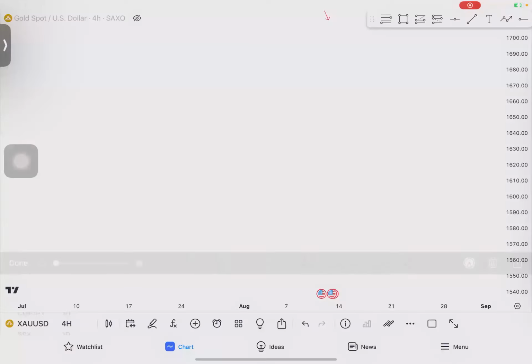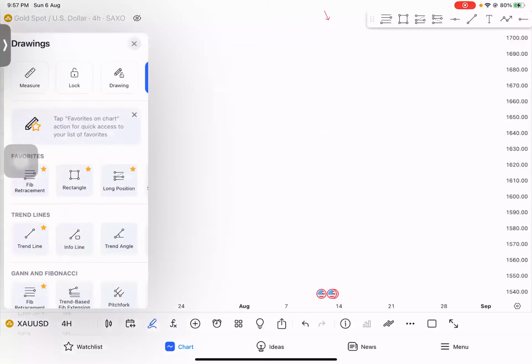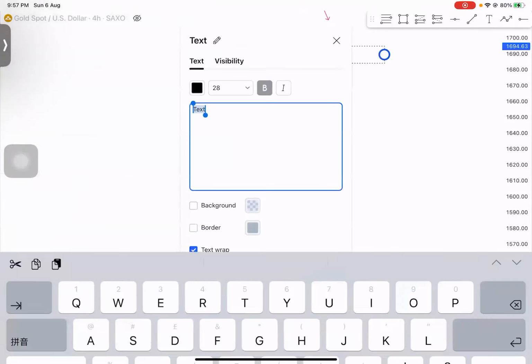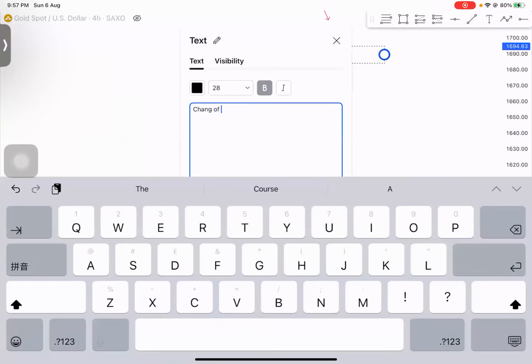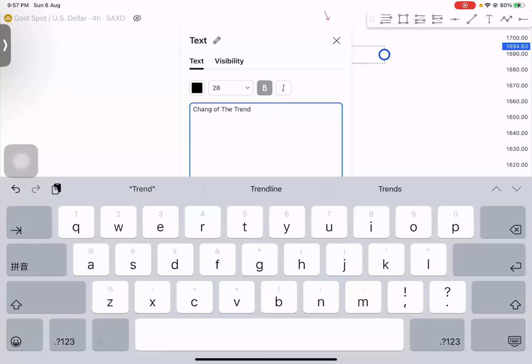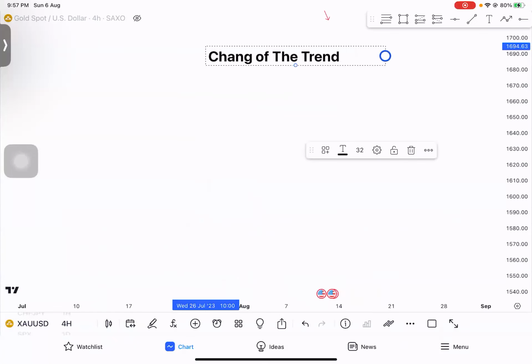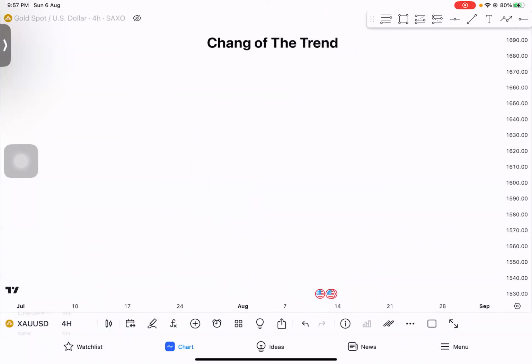If you don't have any questions, then I will go on to the change of the trend, or we can call it the change of character. Any more questions you can ask right now. Okay, everyone clear? Then I will go to the change of the trend.